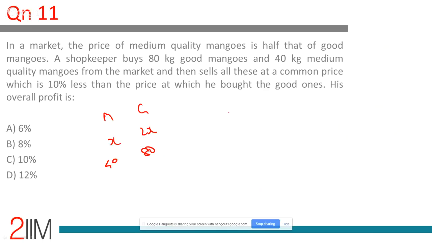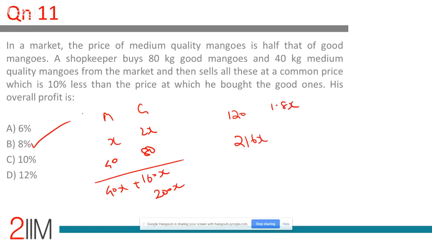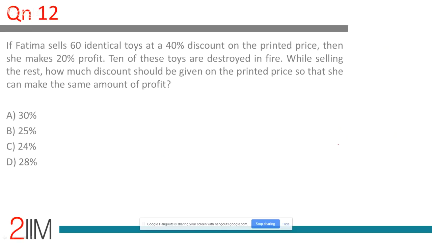So he's selling all 120 at 1.8x. His overall profit percentage, his cost is 40x plus 160x, which is 200x. This selling price is 120 into 1.8, 18 into 12, so it's 216x. Or you're looking at 8%. This is a total cost price is 200, total selling price is 216. We're worried only about ratios. 100 is to 108, 8%.